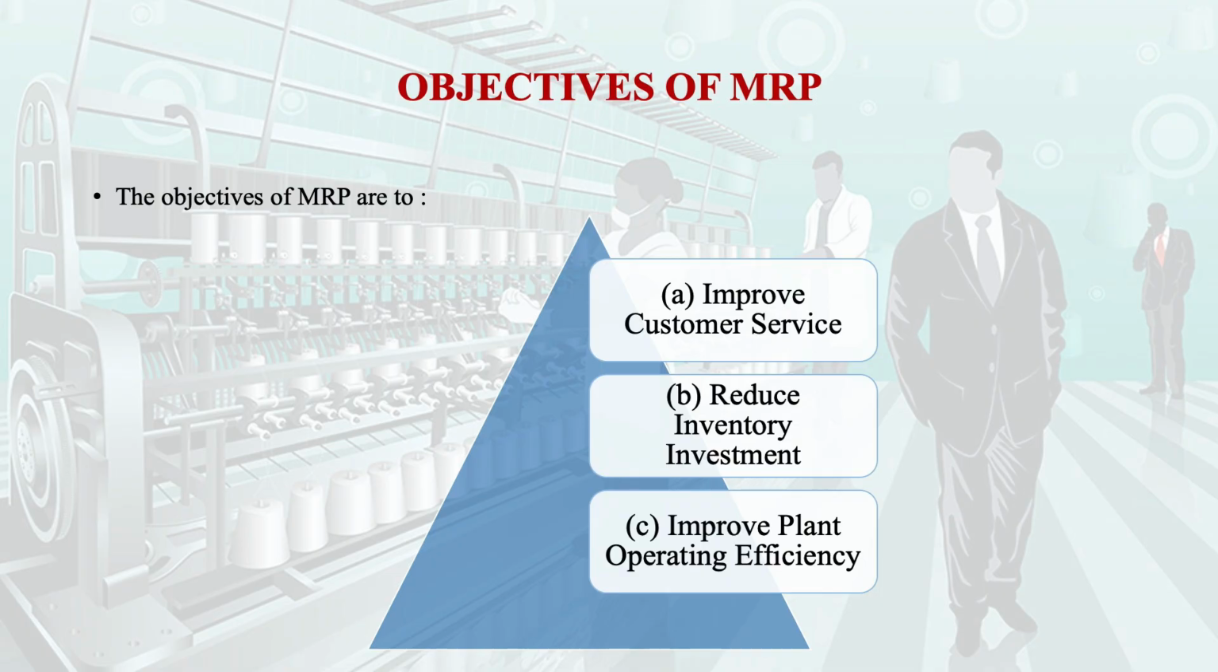And the third important point is improving the plant and operating efficiency. So when we go for the inventory investment reduction, we will try to improve the customer service by reducing the lead time and improving the quality parameter. Then definitely our plant operating efficiency will improve. These are the three objectives of any MRP tool.